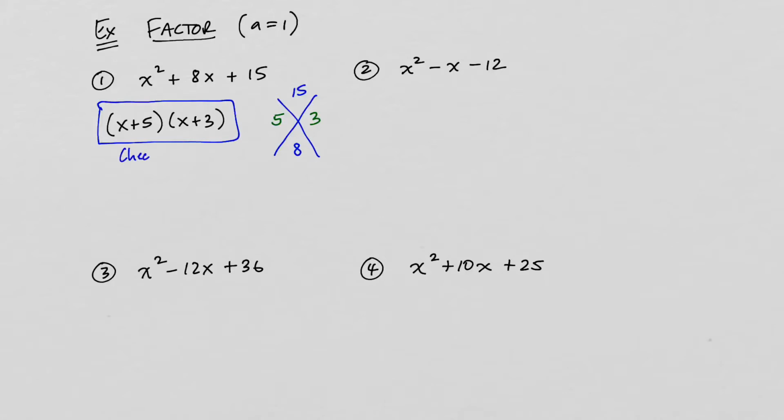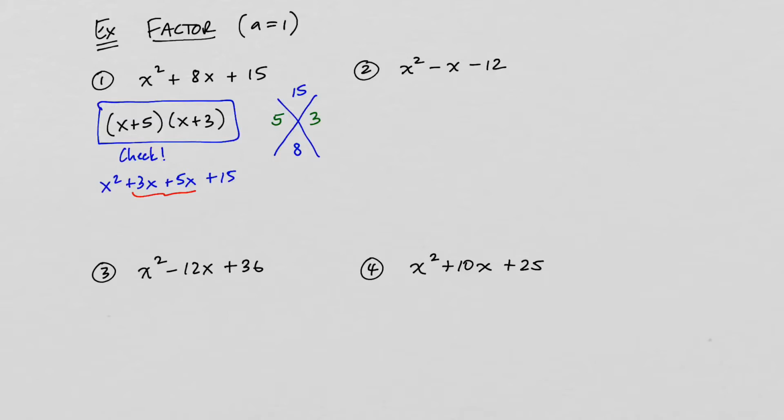And of course, you can always check your answer by multiplying it out. So if we multiply this out, we get x times x is x squared. We get x times 3 is positive 3x. 5 times x is positive 5x. And 5 times 3 is positive 15. And mostly we're checking to make sure that when we add those two middle numbers together, 3x plus 5x, we get 8x in the middle. Let's try the next one.